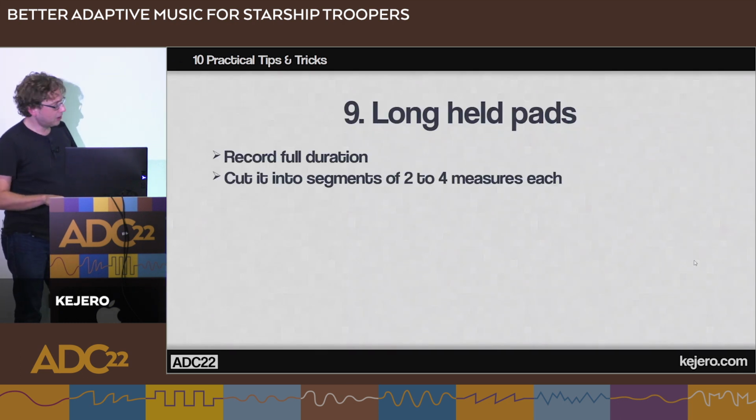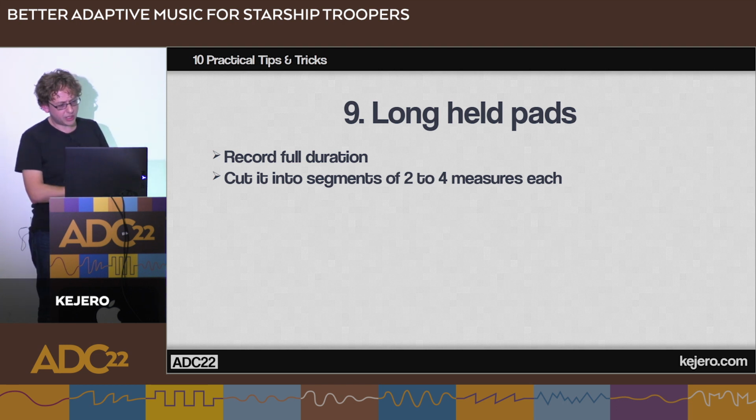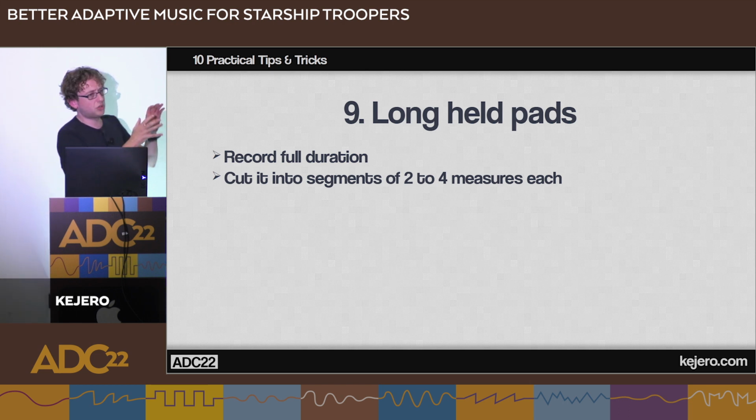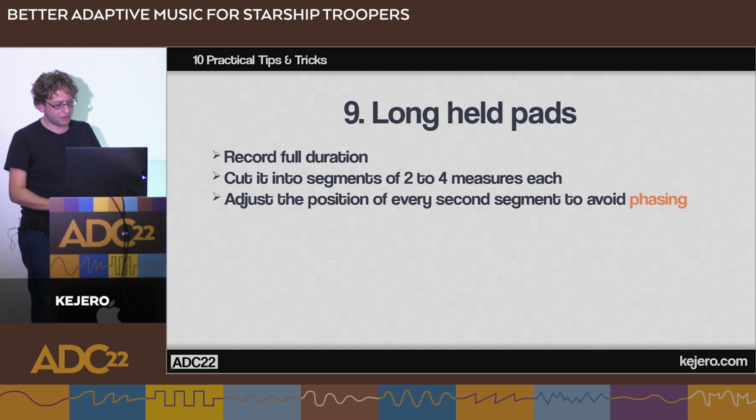When you have a very long section that's performed by like a synth pad, or it could be strings or whatever, I just record it completely first, and then I cut it into little segments. The problem is that you want those to crossfade. That's going to sound fine if you fade them in and out, but you have to be careful of phasing.